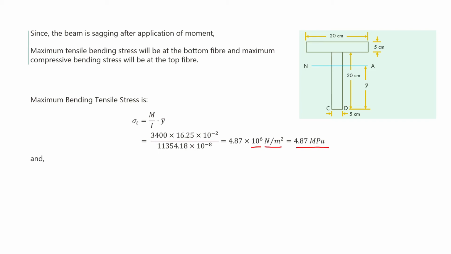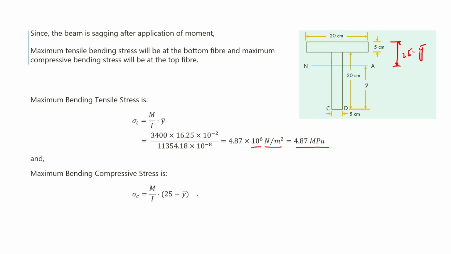Now similarly we can also find out the value of maximum bending compressive stress, and that will be written as sigma C equal to M upon I dot 25 minus y bar. This 25 minus y bar is actually the distance of the extreme topmost fiber from the neutral axis. So the distance of this fiber from the neutral axis is 25 minus y bar. Because from the bottommost point CD, the topmost fiber is at a distance of 25 centimeter, and from the bottommost point CD, the distance of the neutral axis is y bar. So this will become 25 minus y bar.